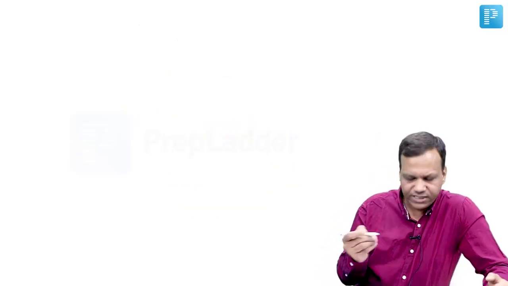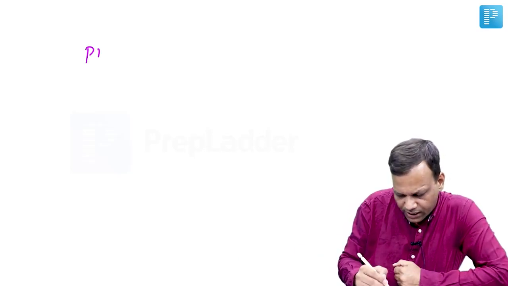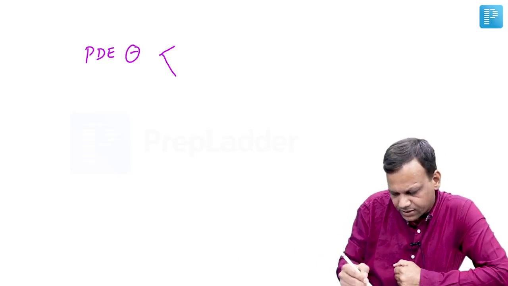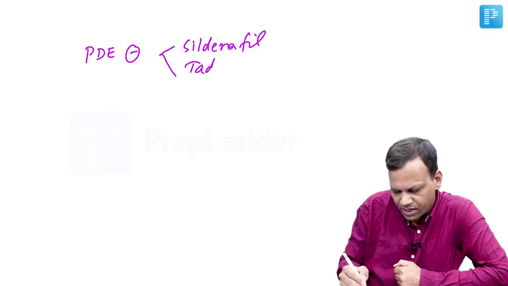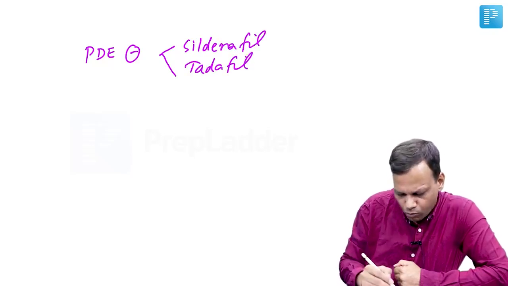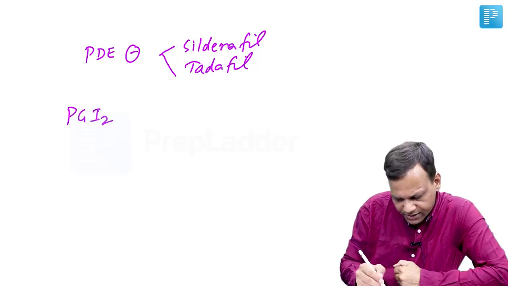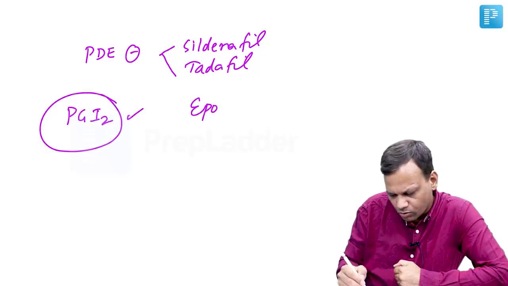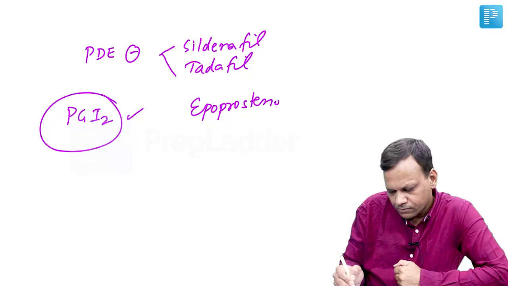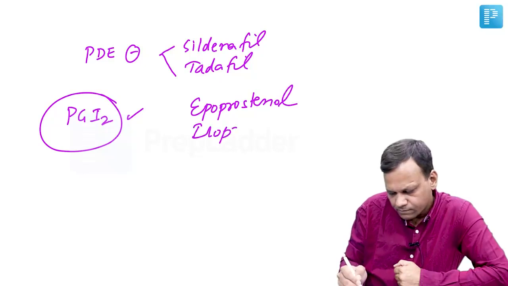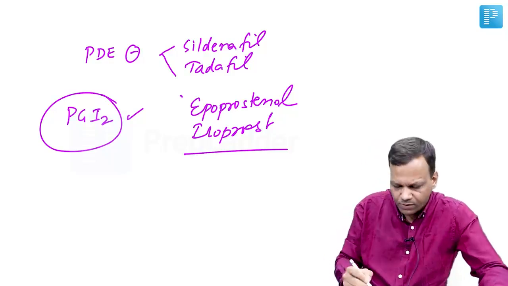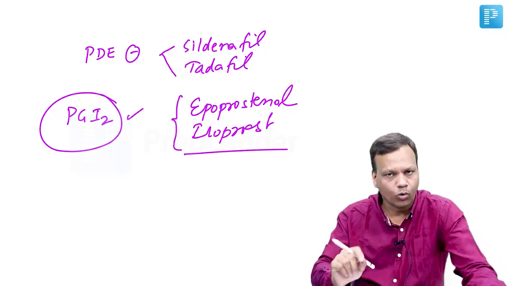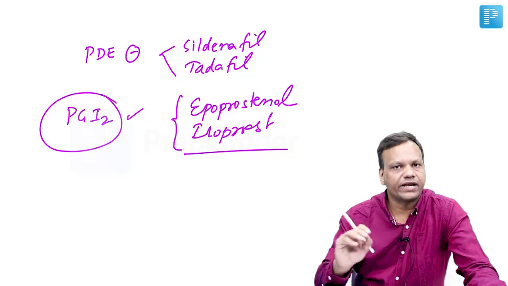Apart from these drugs, the other drugs which we can use in pulmonary hypertension include phosphodiesterase inhibitors like sildenafil and tadalafil. They are also used in pulmonary hypertension. Then the most effective drugs are prostacyclins, like epoprostenol, iloprost. These are prostaglandins and they are also useful in pulmonary hypertension, but they cannot be given orally. They are highly effective drugs in pulmonary hypertension.